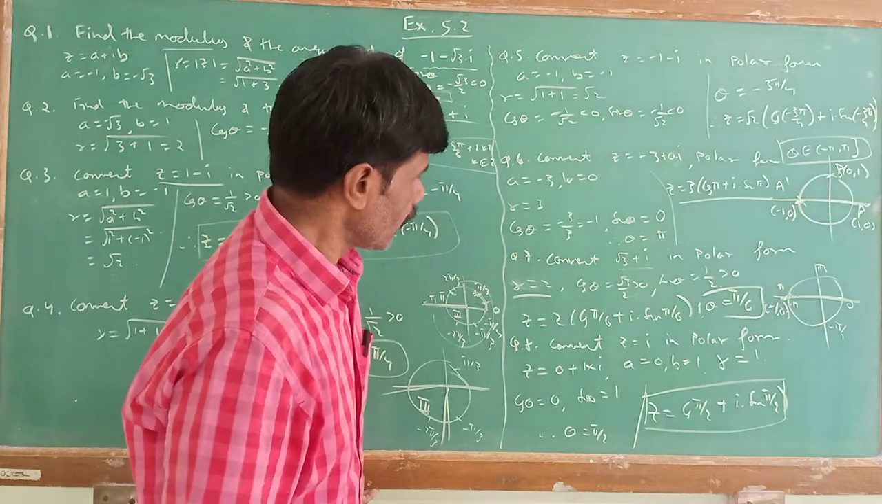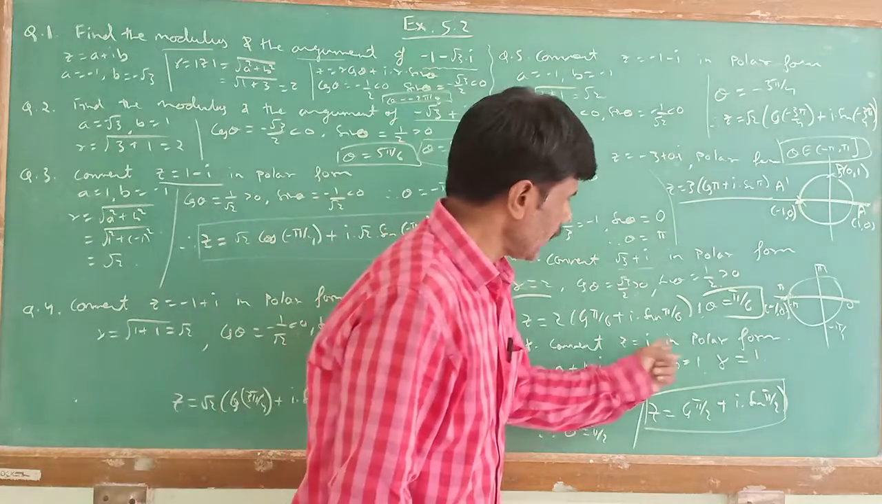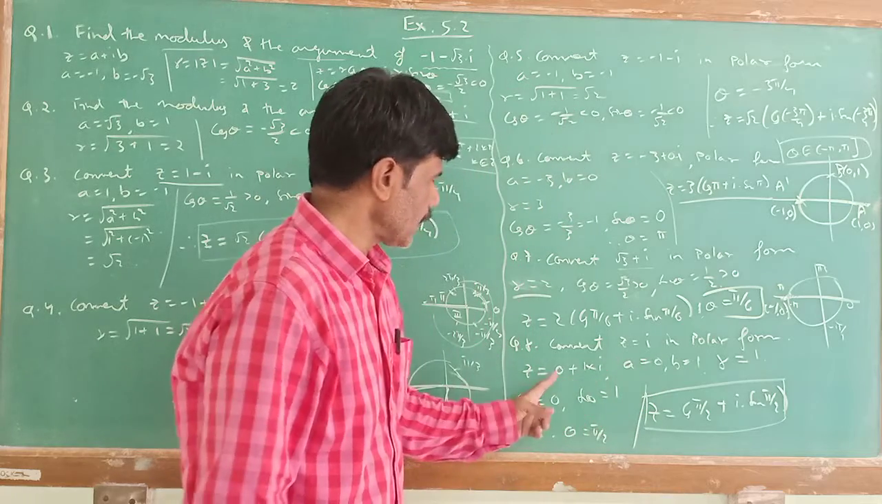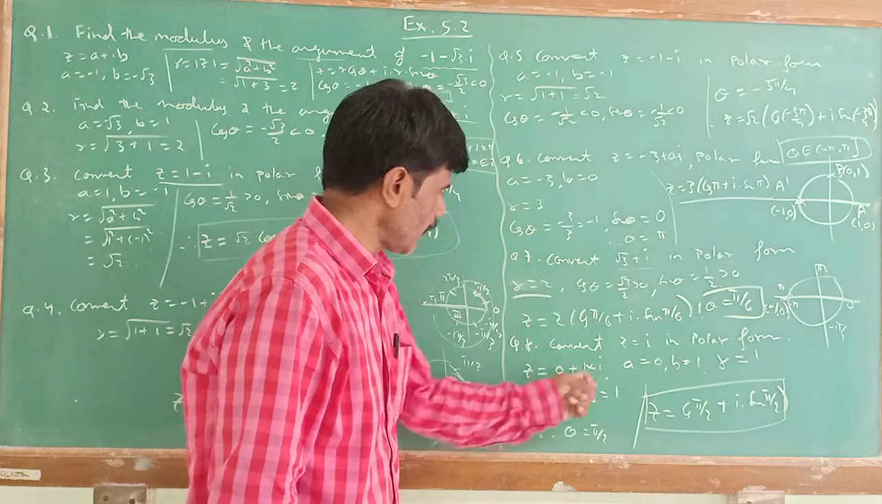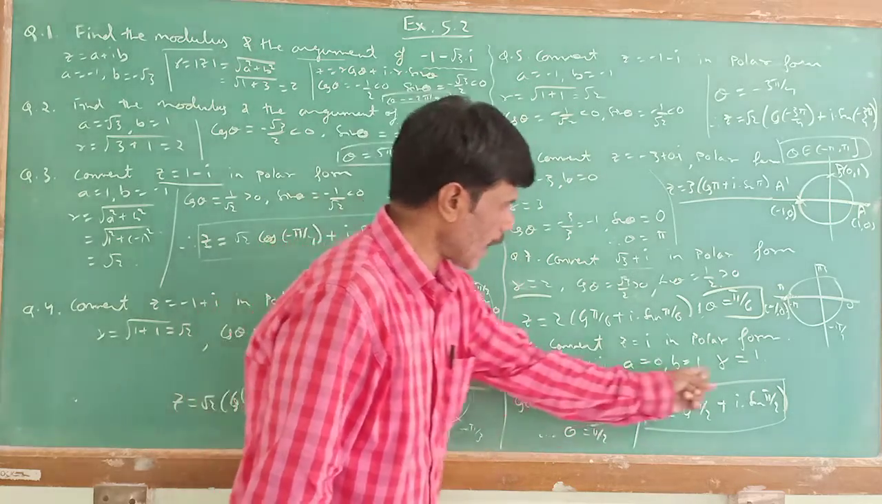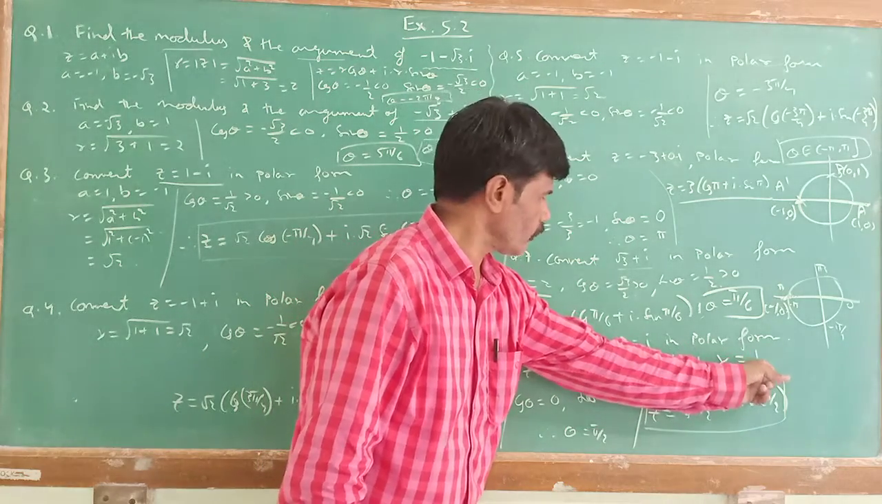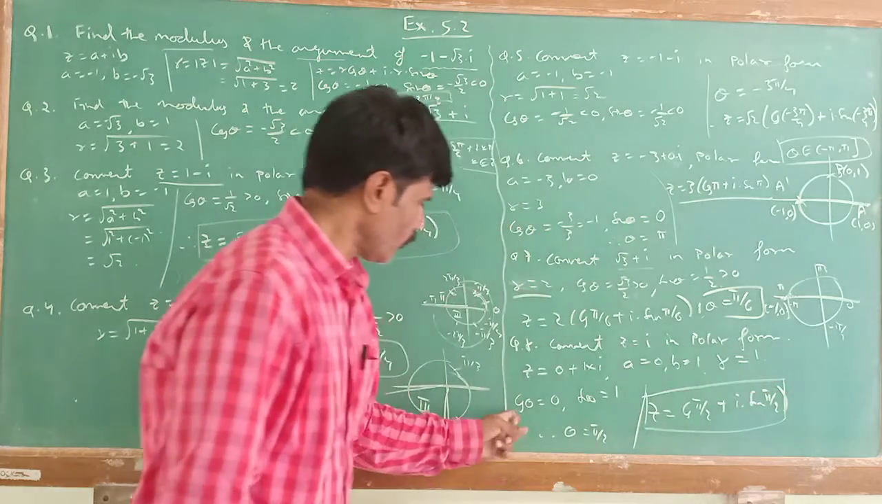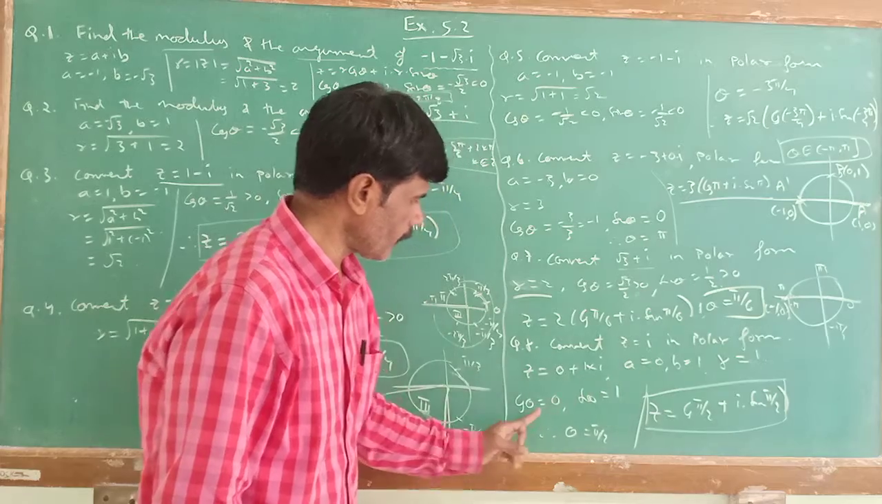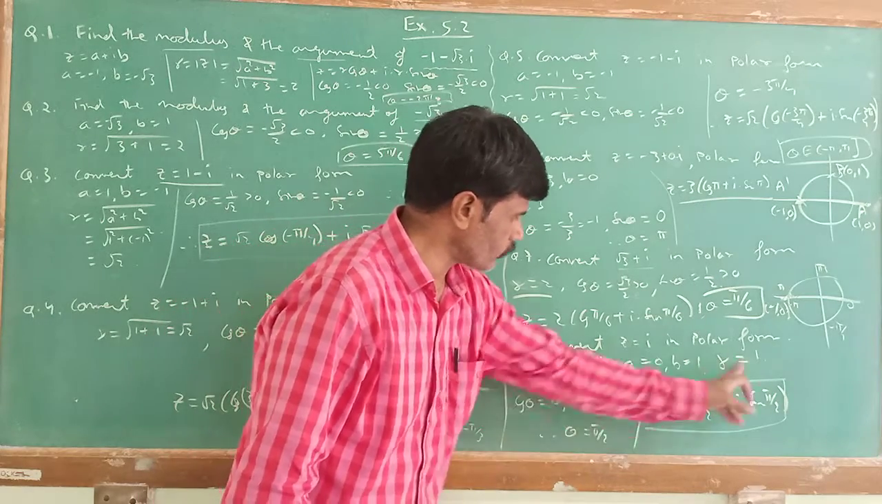Okay, question number 8. Convert z is equal to i in polar form. So I am writing 0 plus 1 into i. So a is 0 and b is 1. Okay, so I get root of 0 square plus 1 square, that is 1, root of 1. Cos theta is equal to a by r, that is 0 by 1, 0. Sin theta is equal to b by r, that is 1 by 1, 1.